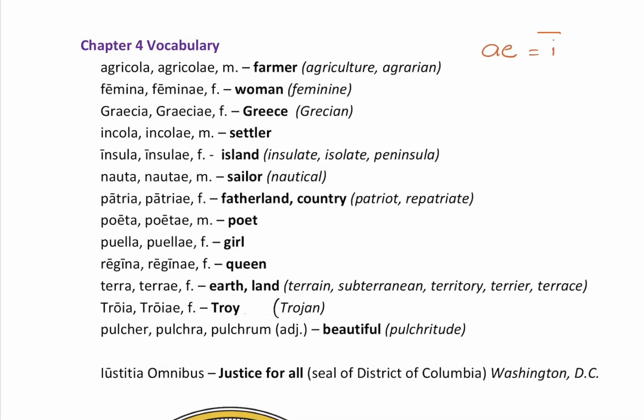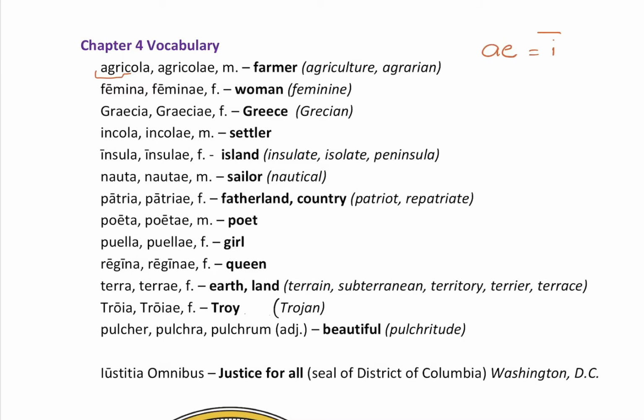We get words like agriculture, agrarian, and agrarian is a society that does farming for a living instead of necessarily hunting as its primary way of sustaining themselves. And you can begin to see the AGRI in there that we get derivatives from.